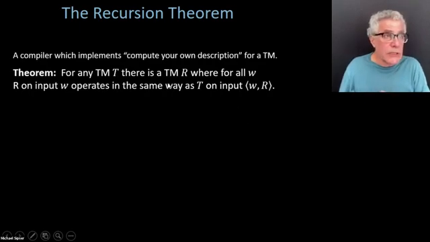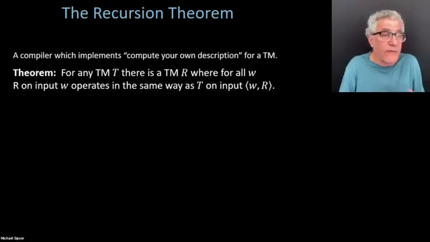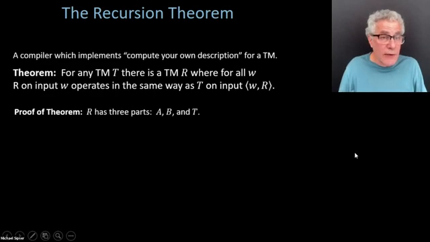So for any machine T, there is a machine R, which for any W, the input to R, R on W operates the same as T on the input W where it's given R. So R is going to get access to R by obtaining it by calculating it. Maybe it'll be clear from the proof. I always struggle with how to explain this clearly.